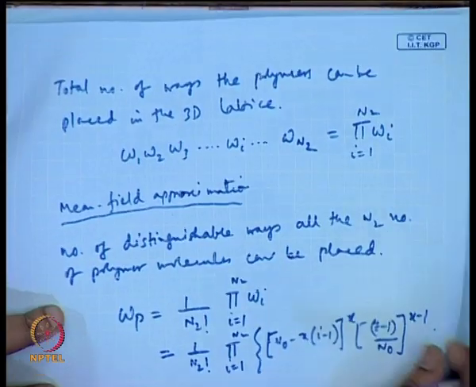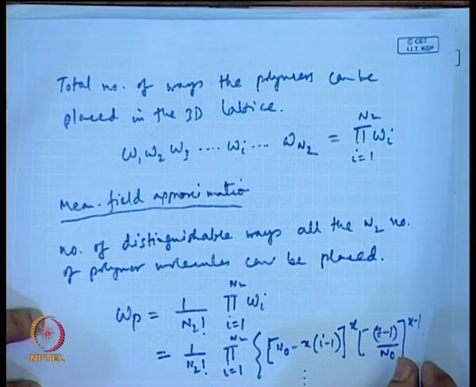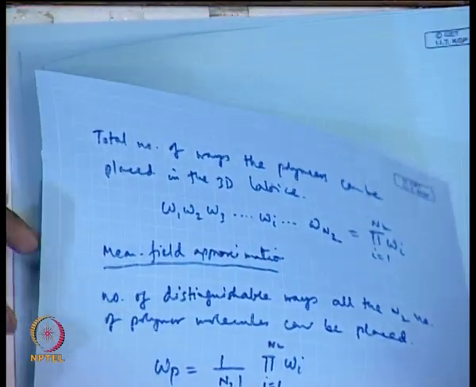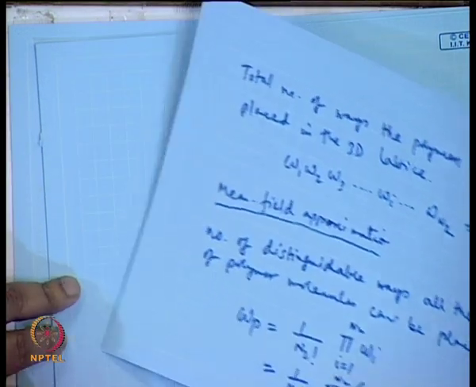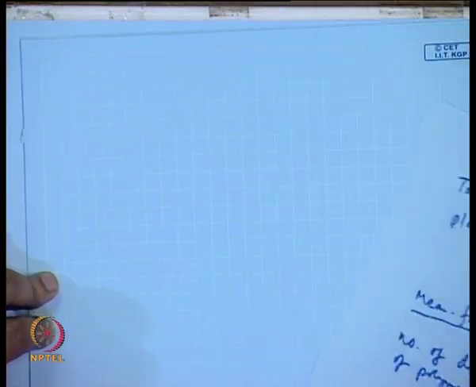Now, I am not going into details about the mathematical steps. You can refer to any of the standard textbooks, where you will find the different steps in between. I am going directly to the final expression of the number of ways the total number of N2 chains can be placed in this 3D lattice.